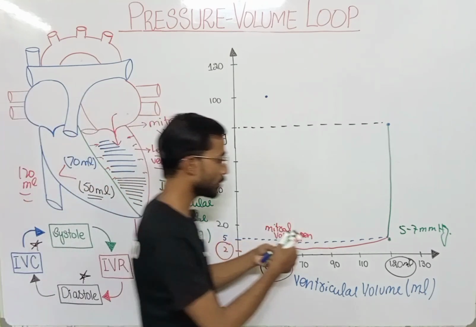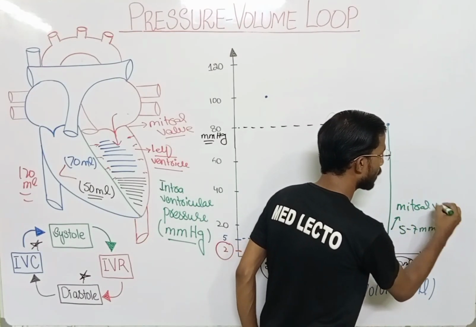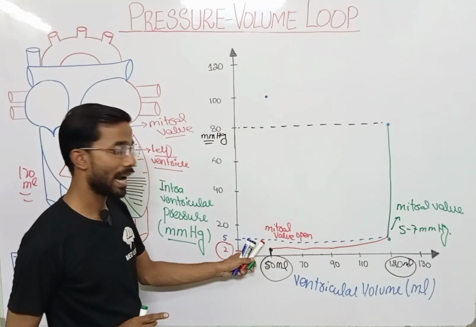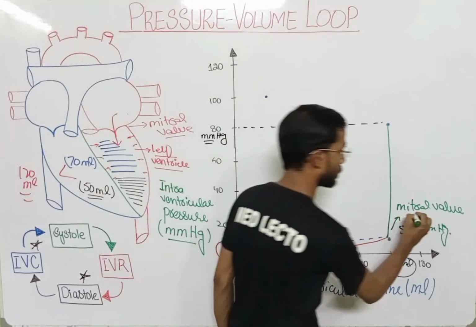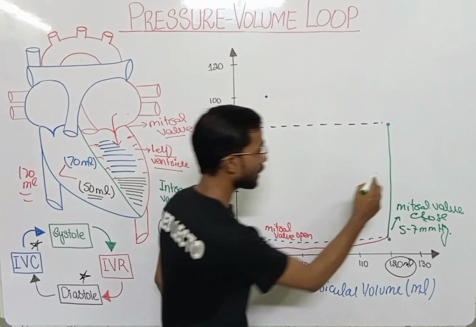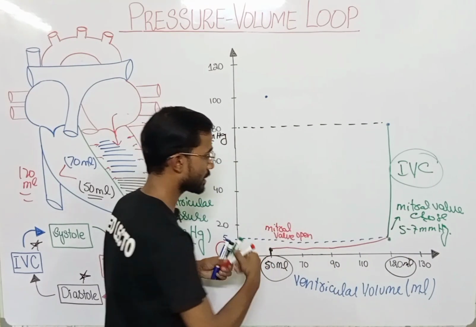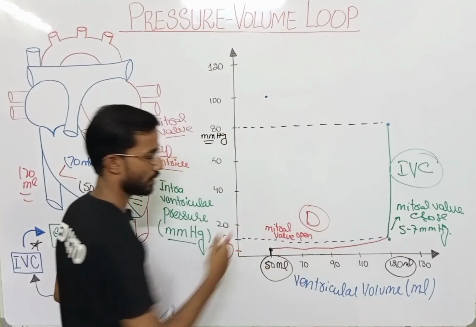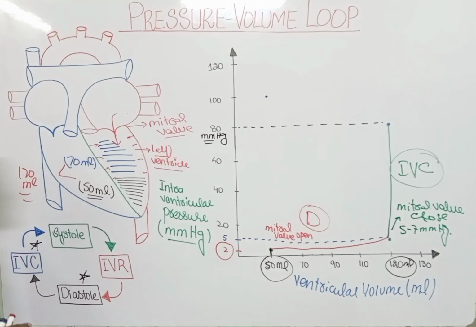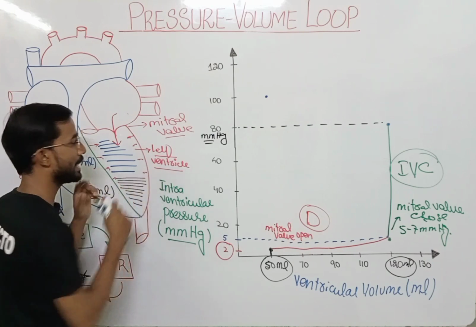So it means that during this phase, the mitral valve, which was open at the starting point, will now close. And in this phase, you will see the isovolumic contraction. And we discussed this is the diastolic phase. Up till now, we discussed the two phases. The next phase is the systole, in which you will see the contraction of the left ventricle.